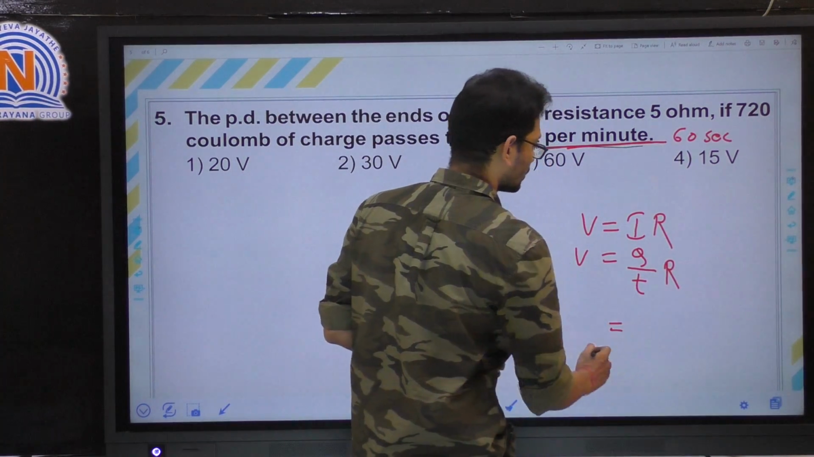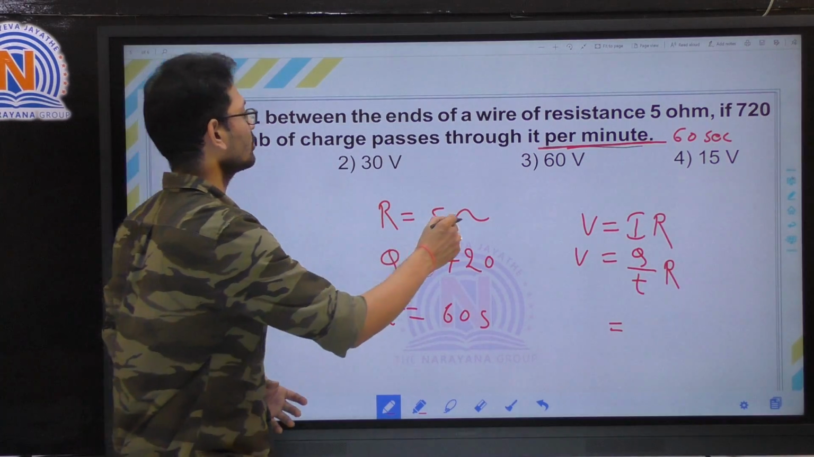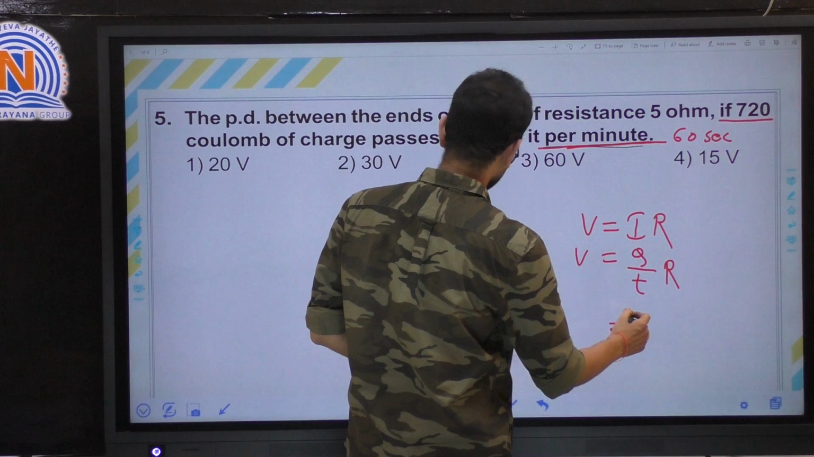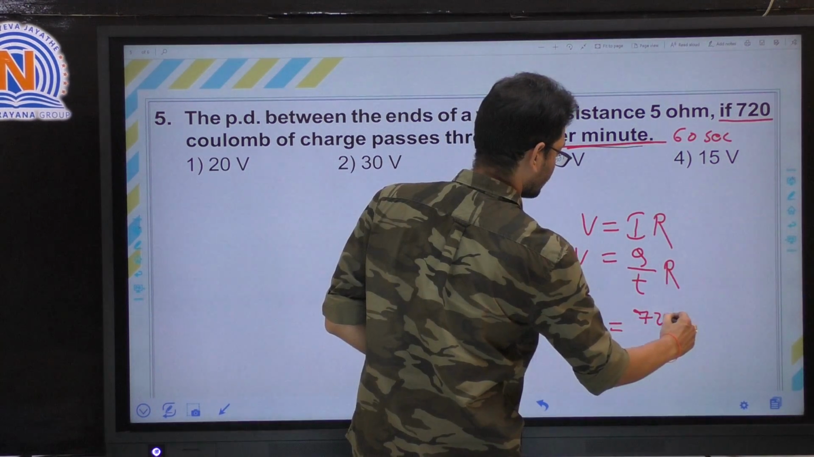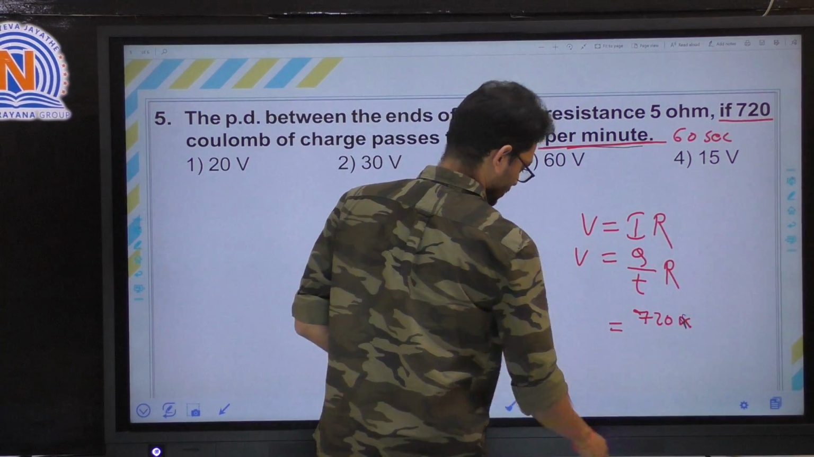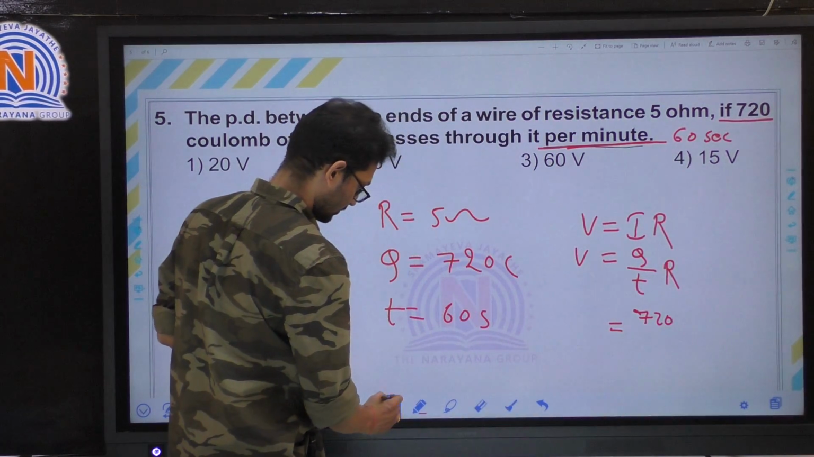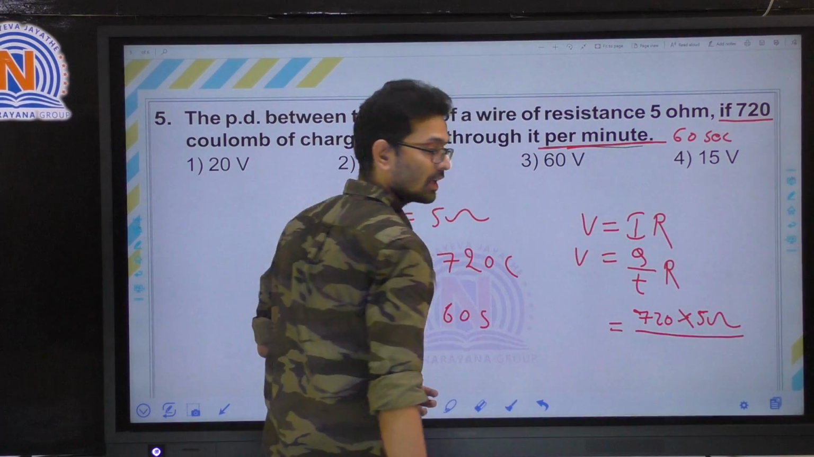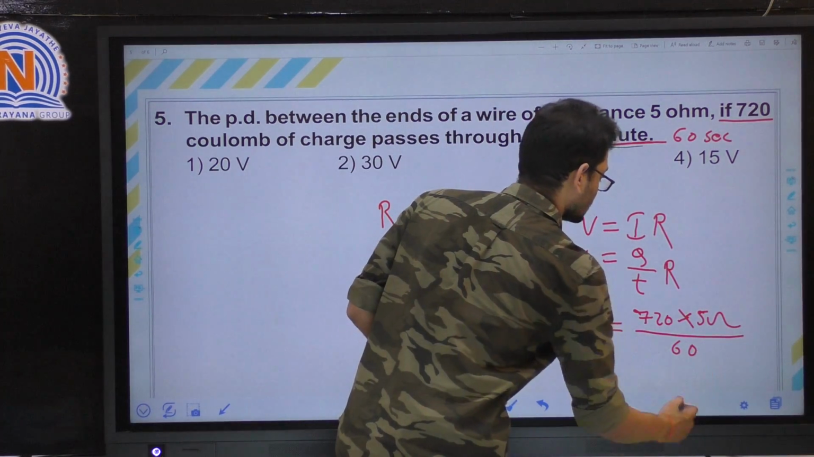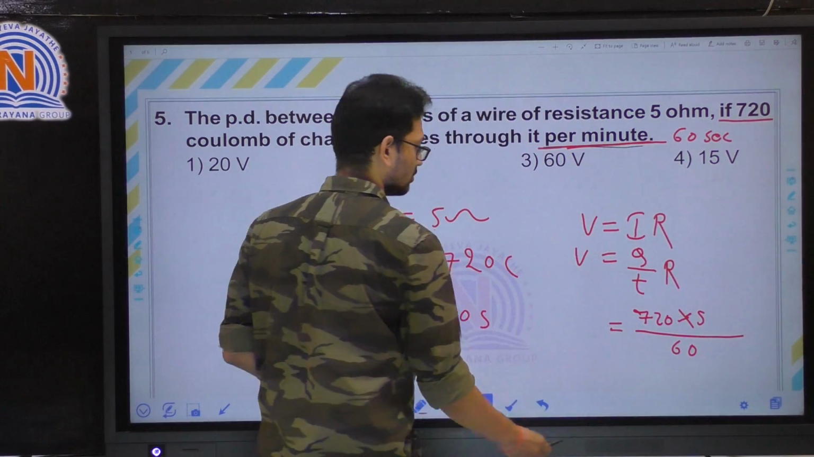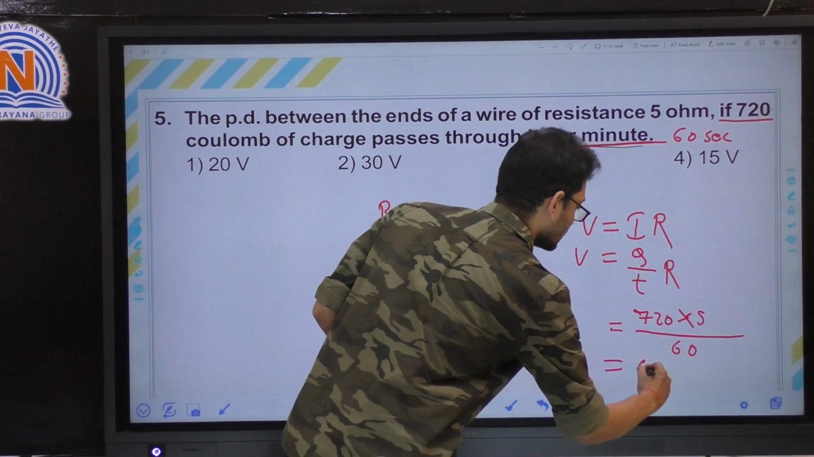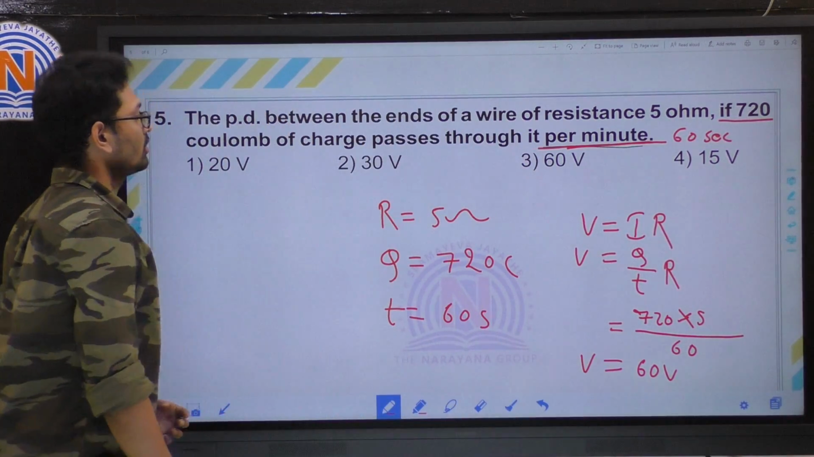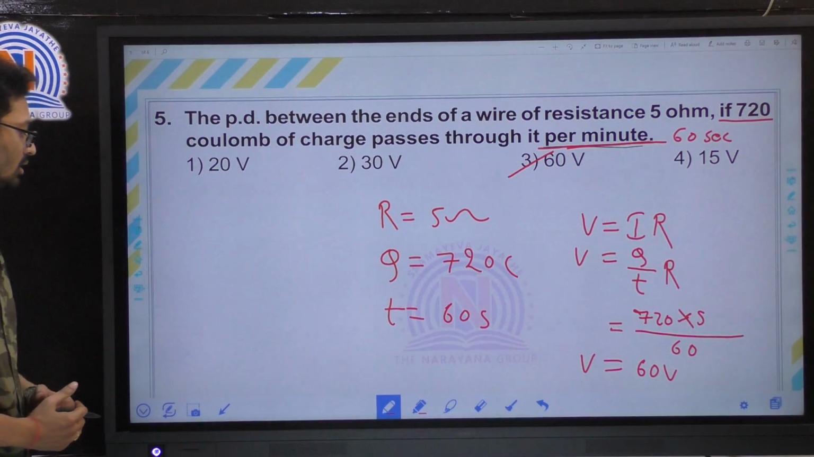Now what do you say about this Q? Q is nothing but the amount of charge which is present, and that is 720 coulombs. So 720 into the resistance, how much is the resistance given to you? Resistance is 5 ohms, by the time, which is 60 seconds. So finally you will be getting 60 volts as your answer, right? So your answer is the third option. Done.